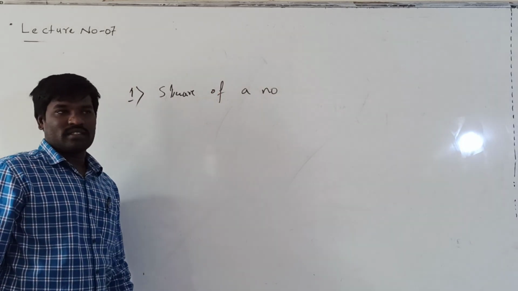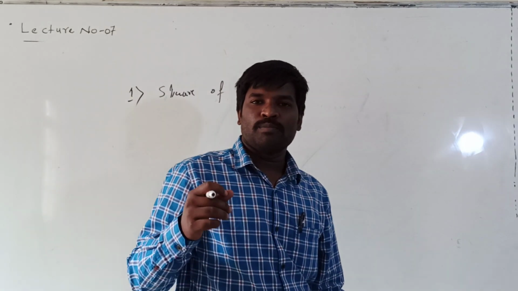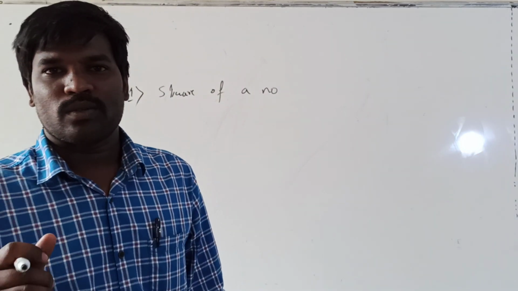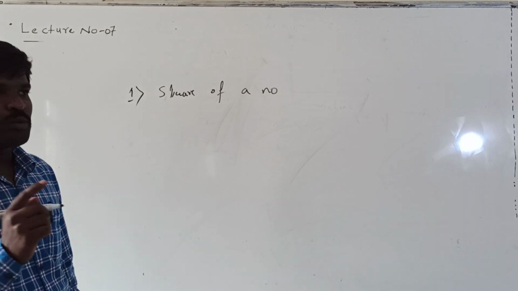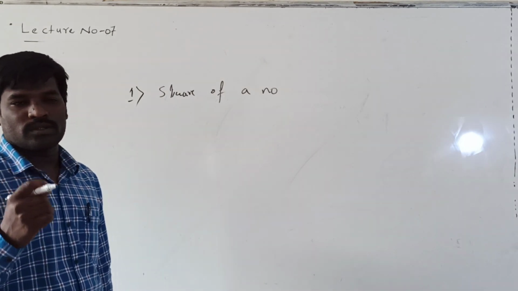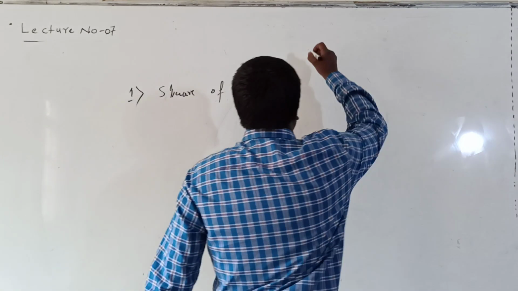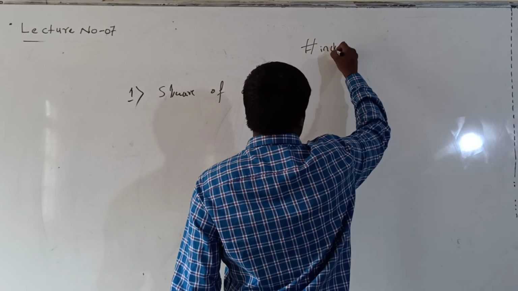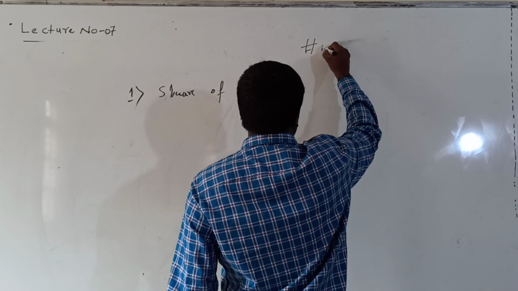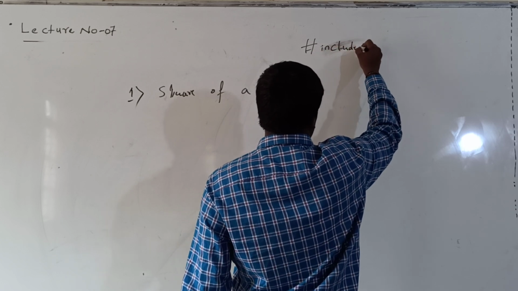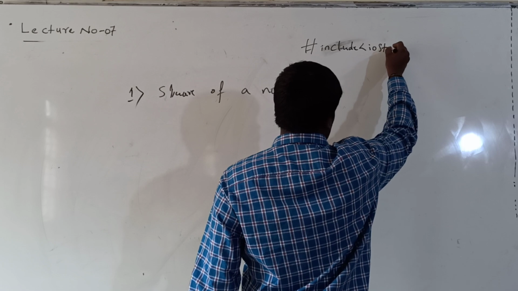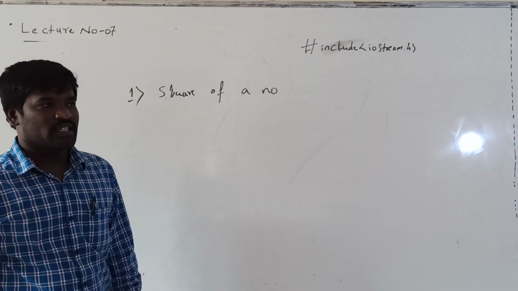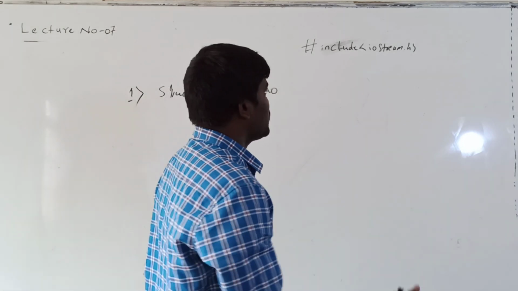square of a number means, for example, if I give the input value as 5, the result should be 25. Here the input is only one, and you just have to use multiplication. The first step if you want to start the program is #include <iostream.h>. You have to include the input output stream header file.